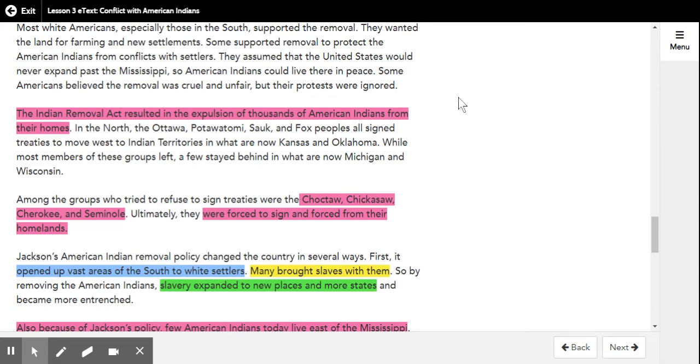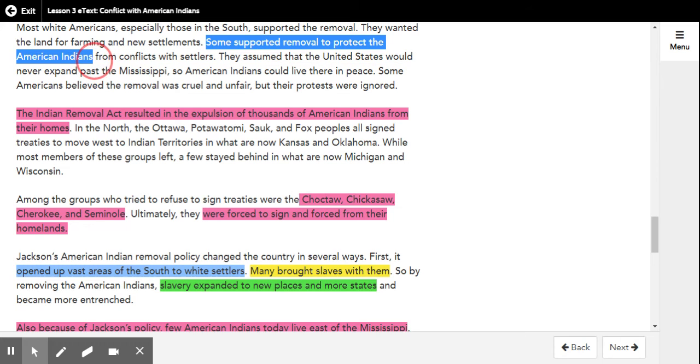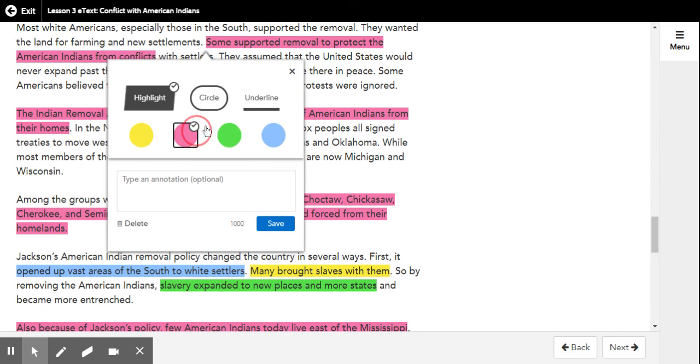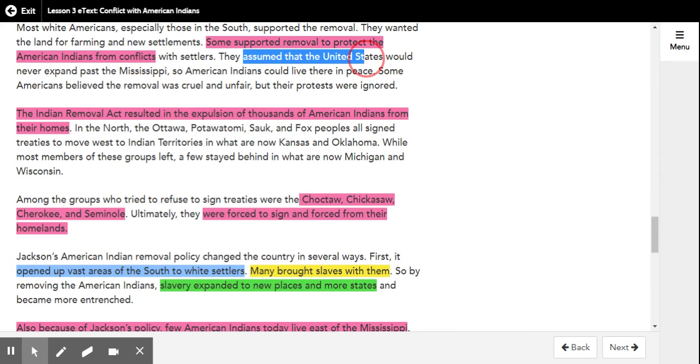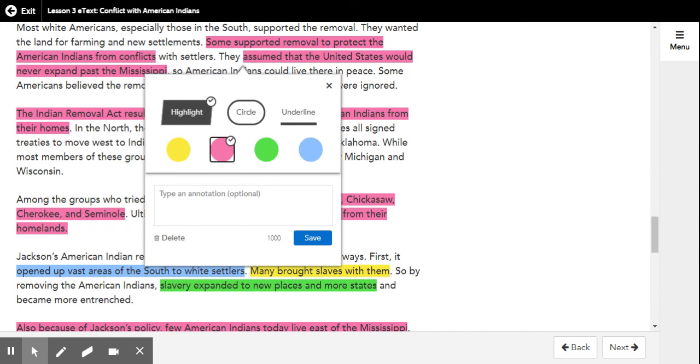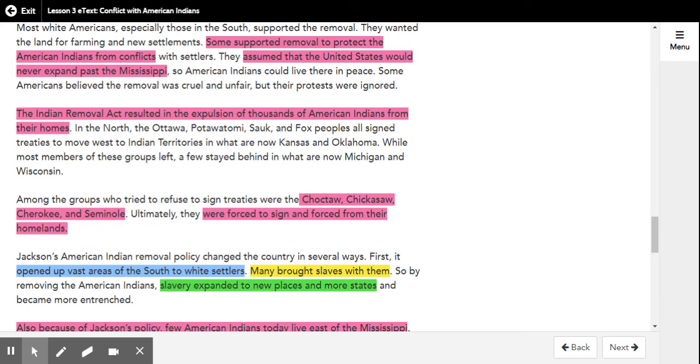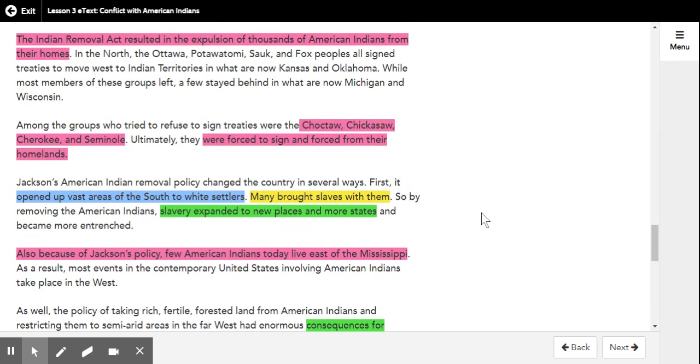Some Americans believed the removal was cruel and unfair, but their protests were ignored. The Indian Removal Act resulted in the expulsion of thousands of American Indians from their homes. In the North, the Ottawa, Potawatomi, Sauk, and Fox peoples all signed treaties to move west to Indian territories in what are now Kansas and Oklahoma. While most members of these groups left, a few stayed behind in what are now Michigan and Wisconsin. Among the groups who tried to refuse to sign treaties were the Choctaw, Chickasaw, Cherokee, and Seminole. Ultimately, they were forced to sign and forced from their homelands.